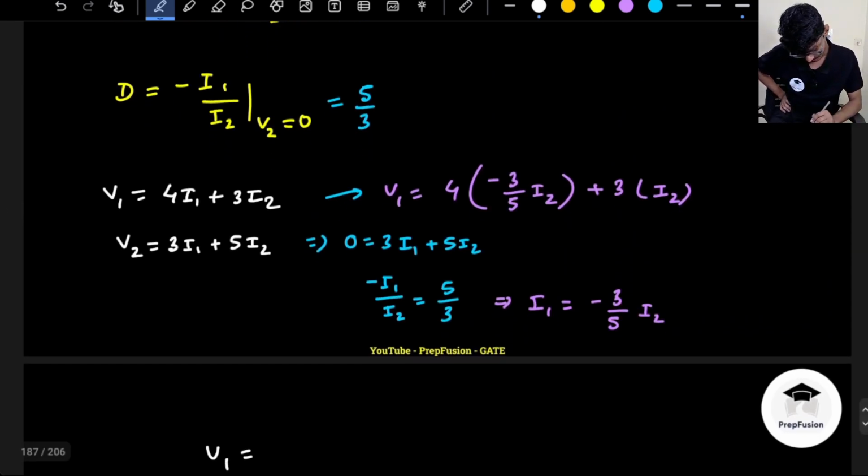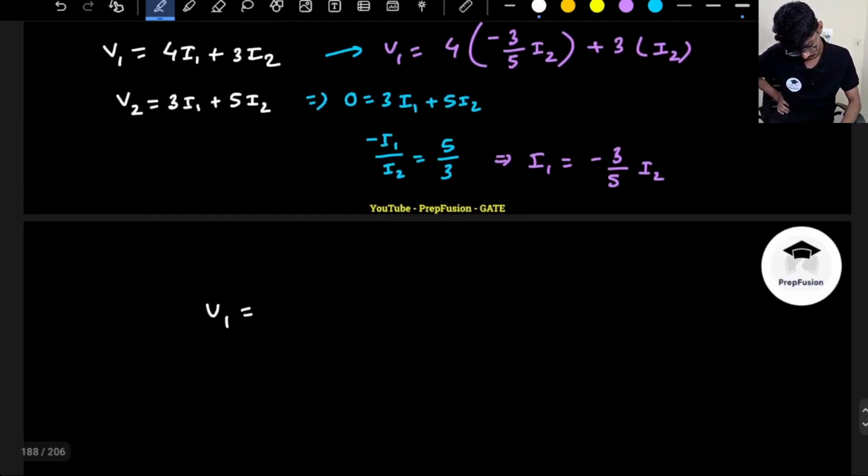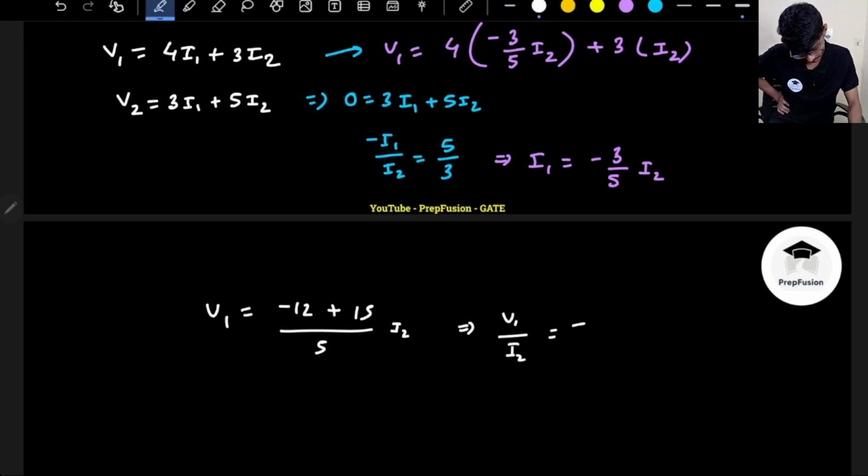I1 will be here. Okay. I2 5 by 3, yes, correct. Okay. 3 by 5. So this will be minus 12 plus 15 divided by 5 I2. So from here, V1 by I2 comes out to be minus 3 by 5.